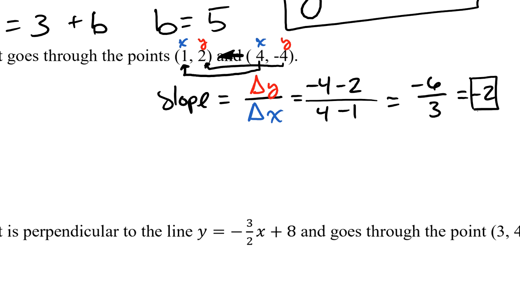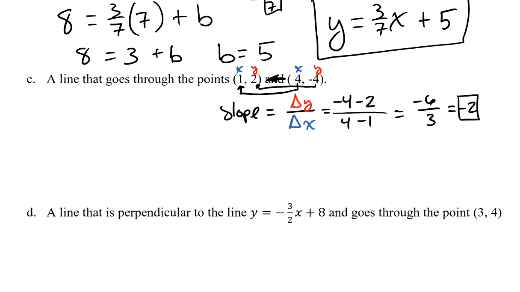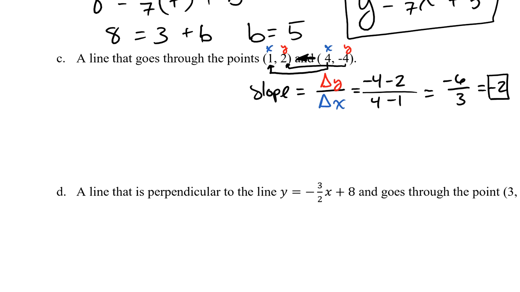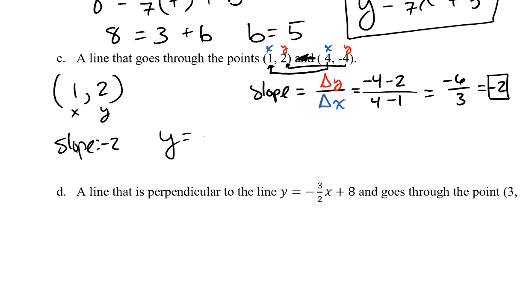So I now know the slope of my line, right? My slope is -2. And I also know 2 points, and I'm just going to arbitrarily pick one of them. It doesn't matter at all which one. I'm going to pick the point 1, 2. So I've got an x and a y, and I also have the slope of -2, right? So I'm just going to do the exact same thing I did in the previous problem. I'm going to write down y equals mx plus b. That's the equation of a line in slope-intercept form.